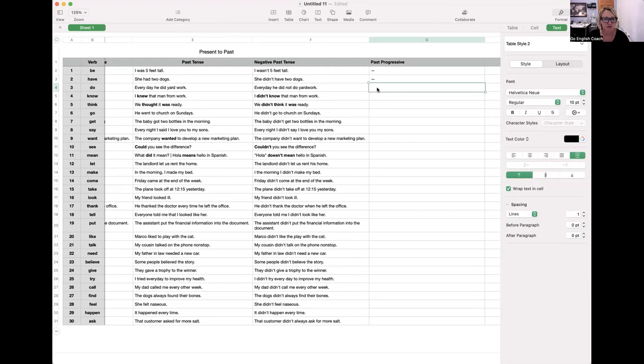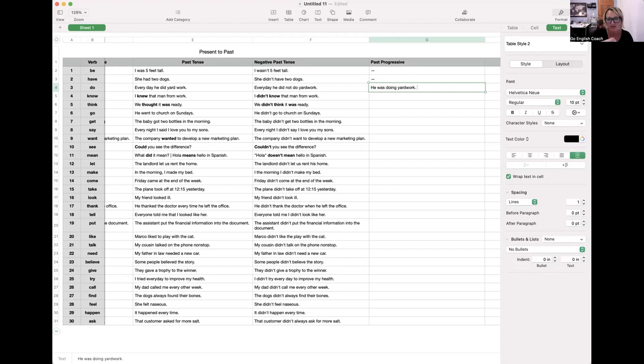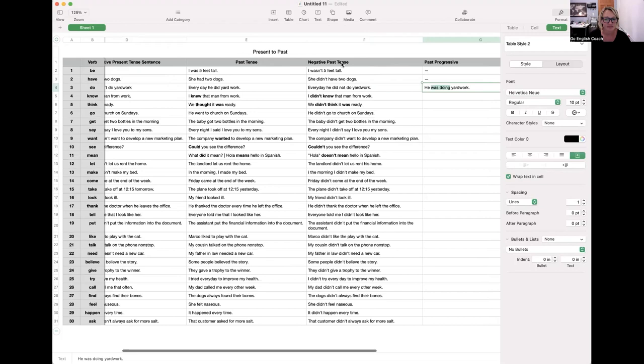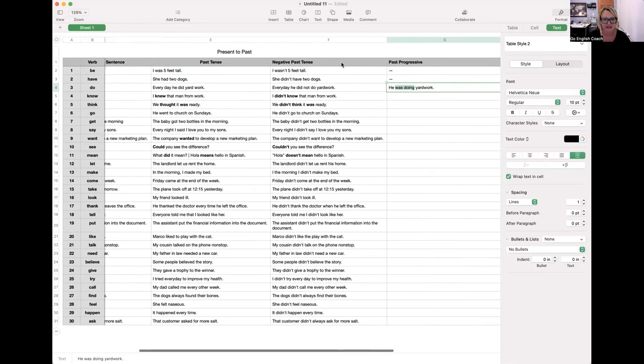Let's see. So the sentence is every day he did yard work. We're going to say he was doing yard work. So we take out every day because every day is used in the present tense or it can be used in the past. Okay. So was doing is what we're changing that to.